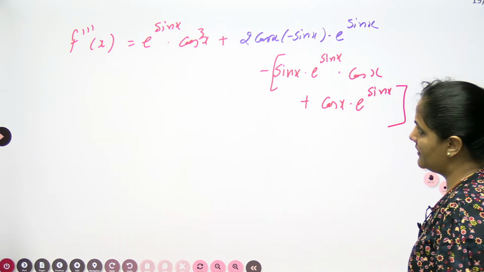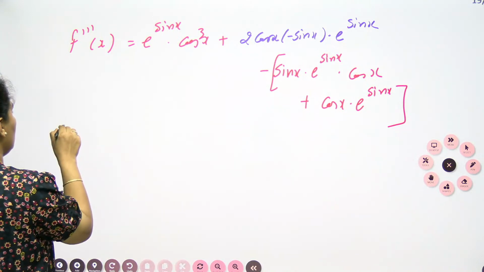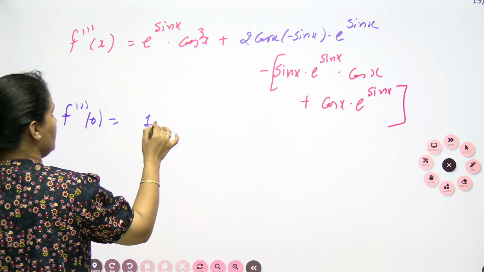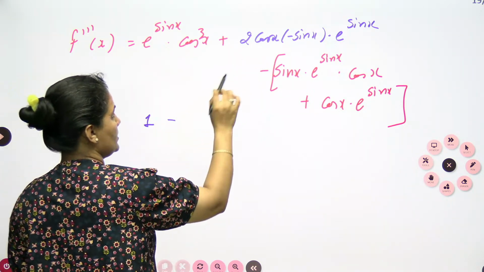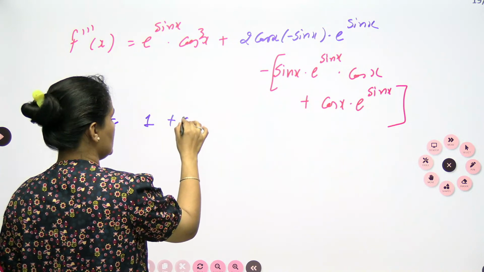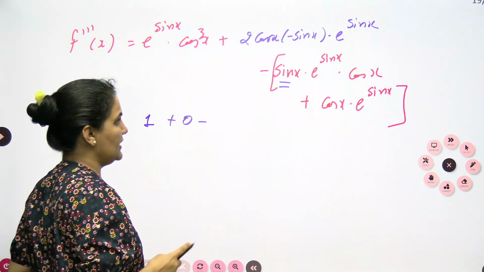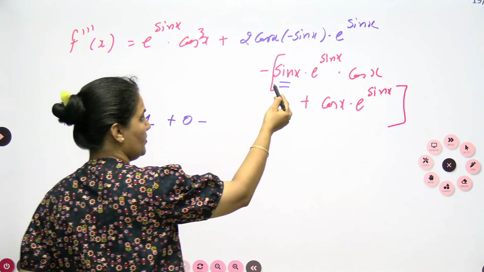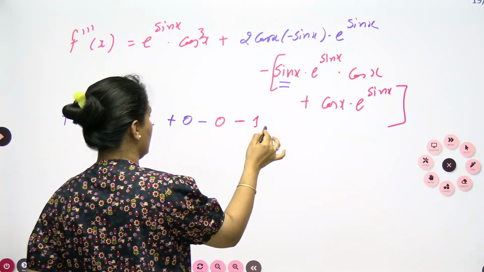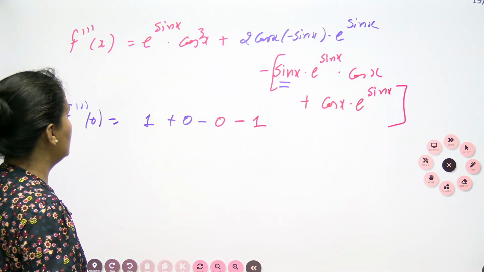Now we can check here by putting the value x equals 0. When I put the triple order derivative at 0, it will give me 1. It will give me 2 cos 0, and sin 0 is 0, so ultimately it is 0. So this is 0, minus here we have minus of sin x, so this will be 0 because ultimately we have sin here, and this will be minus 1.